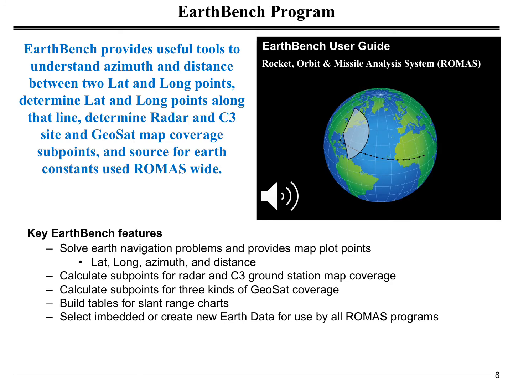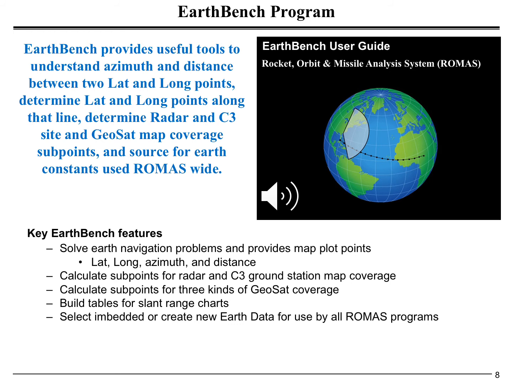EarthBench provides useful tools for doing Earth navigation, determining the subpoints for radar, C-cubed, and GeoSat map coverage, and the third item is providing constants for use in the ROMAS system. Specific features: solving Earth navigation problems with starting latitude and longitude, using an azimuth and distance to get to point 2, or having point 1 and point 2 and finding the azimuth and distance between them.